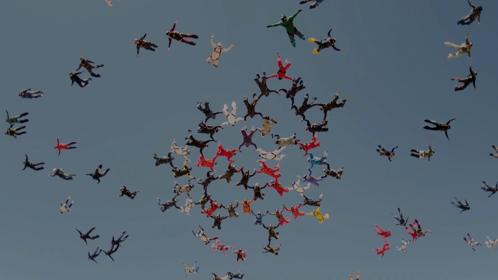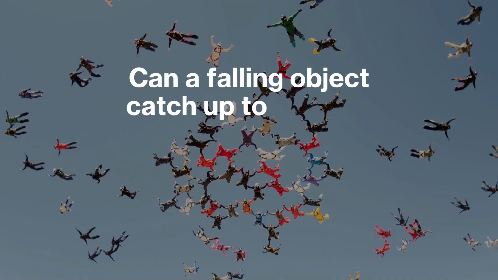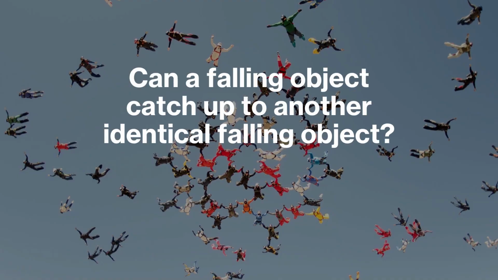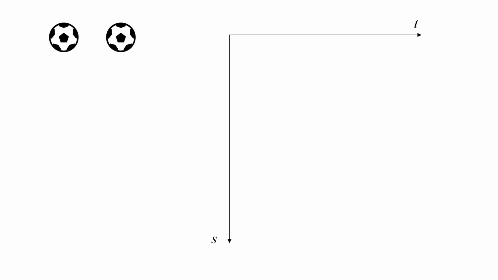The problem for today is, can a falling object catch up to another identical falling object? This is assuming that there are no other influences on the objects as they are falling. Let's get into it. So let's first imagine two balls held stationary at the same height.